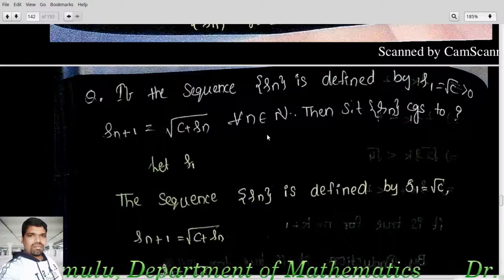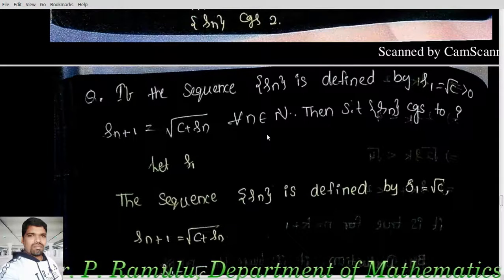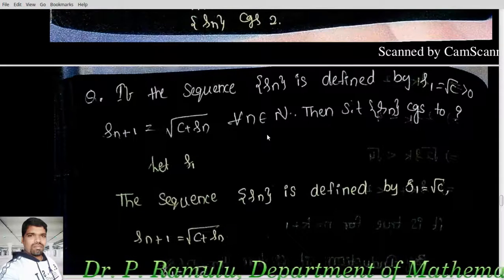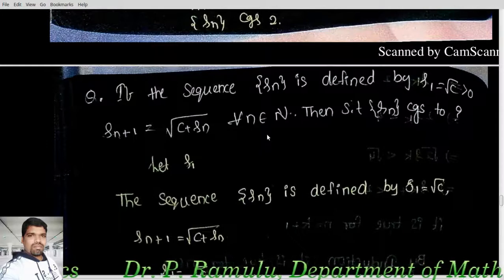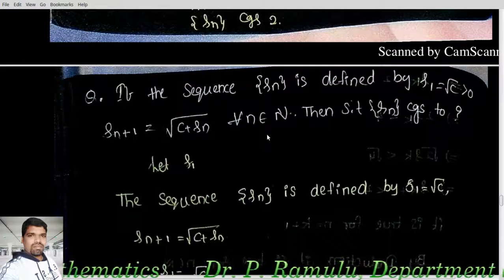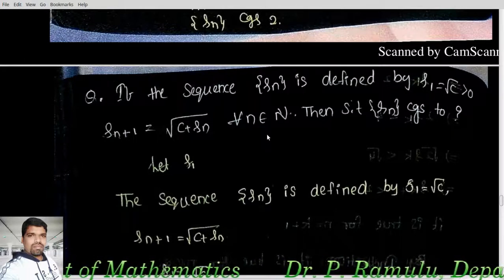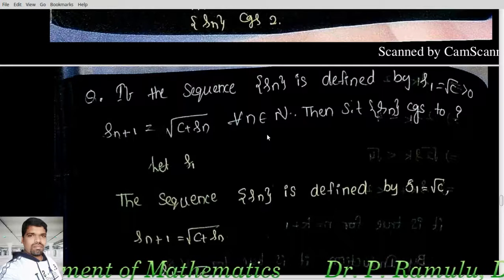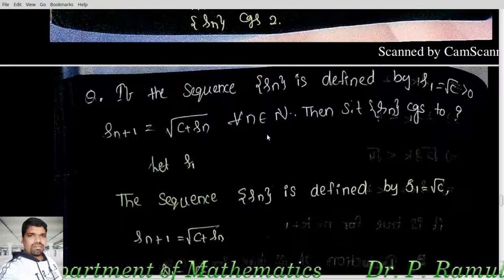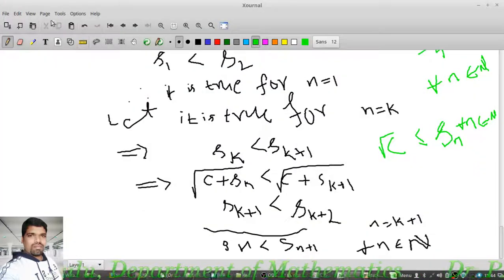Squaring both sides, L square equals C plus L, that is L square minus L minus C equals 0. It is a quadratic equation in L. You can write L equal to minus b plus or minus the square root of b square minus 4ac, divided by 2a. So that means you can find the limit of the sequence, right?